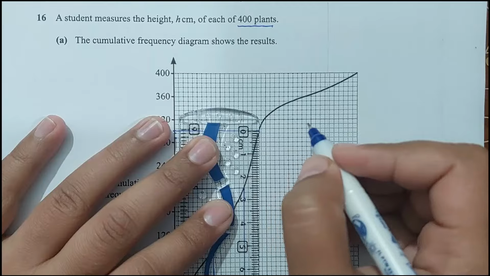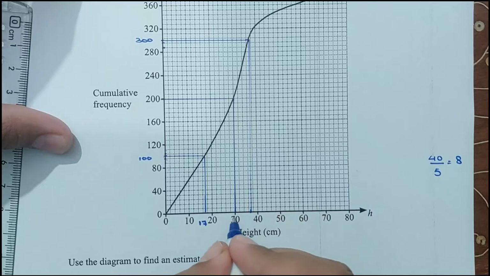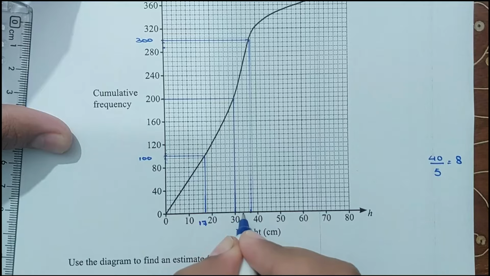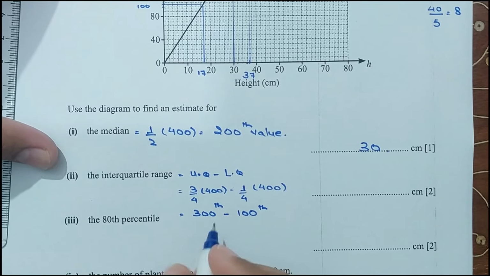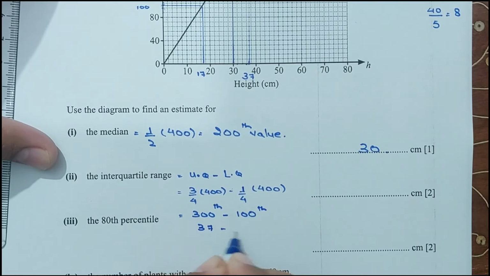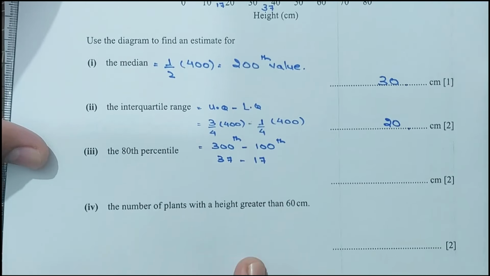Okay, and this should be in the middle. Yeah, that's it. 30, 32, 34, 36, 37. This is 37 and 17. The upper quartile is 37 and the lower quartile is 17. From 37 take away 17, which is just 20 centimeters, is the interquartile range.